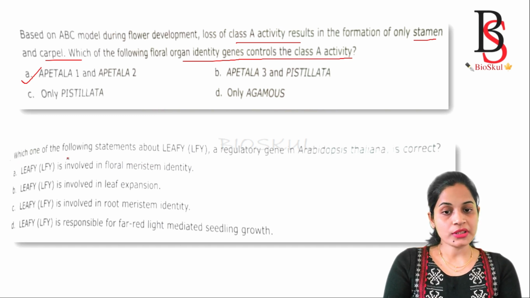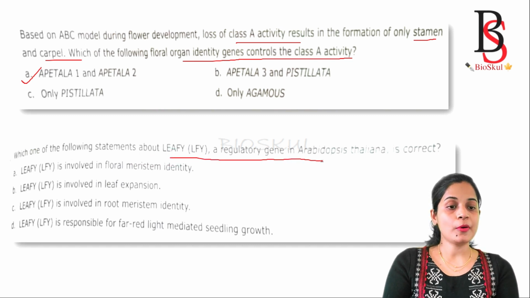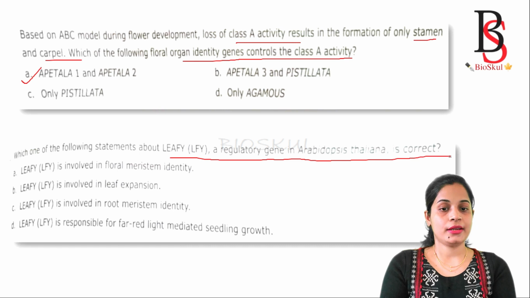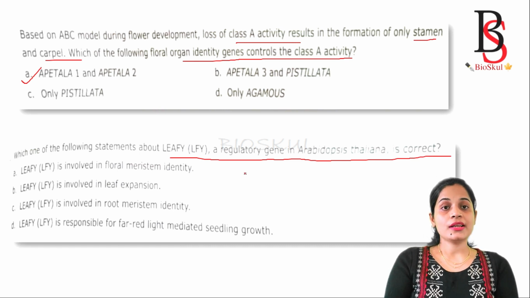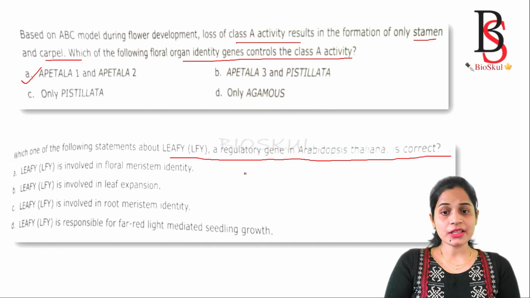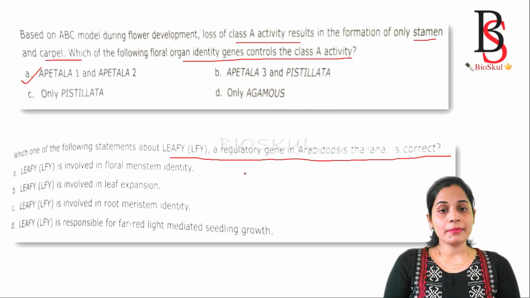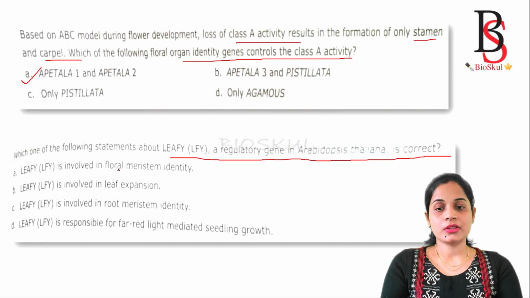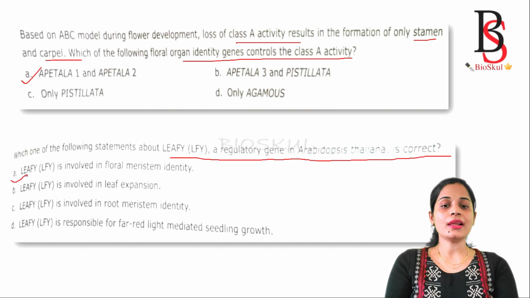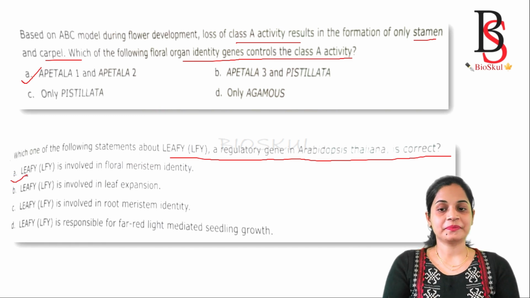Which one of the following statements about Leafy, a regulatory gene in Arabidopsis thaliana, is correct? Okay, so the Leafy, what type of gene is it? It is the floral meristem identity gene. So Leafy is involved in floral meristem identity. So the correct answer is option A.